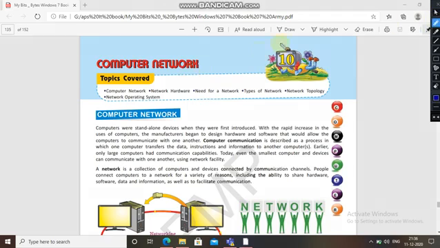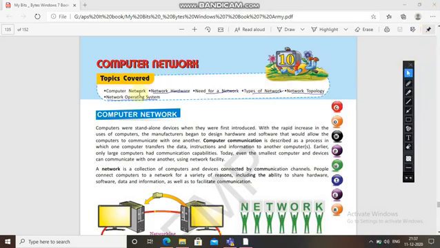Next, we have network hardware. Okay, what are the network hardwares used in this? Why do we need a network? Okay, then how many types of network are there? Then we have network topology. You can say a design or the architecture or the way how networks are connected, and network operating system. These things we are going to see in this chapter.